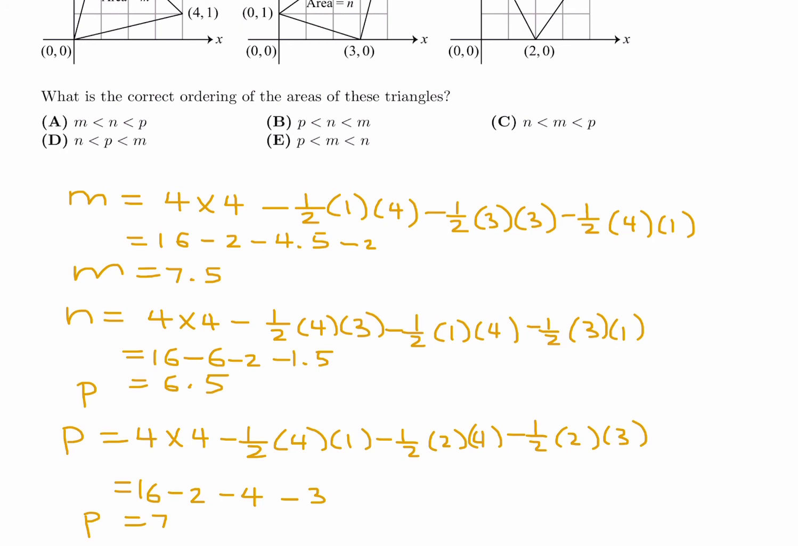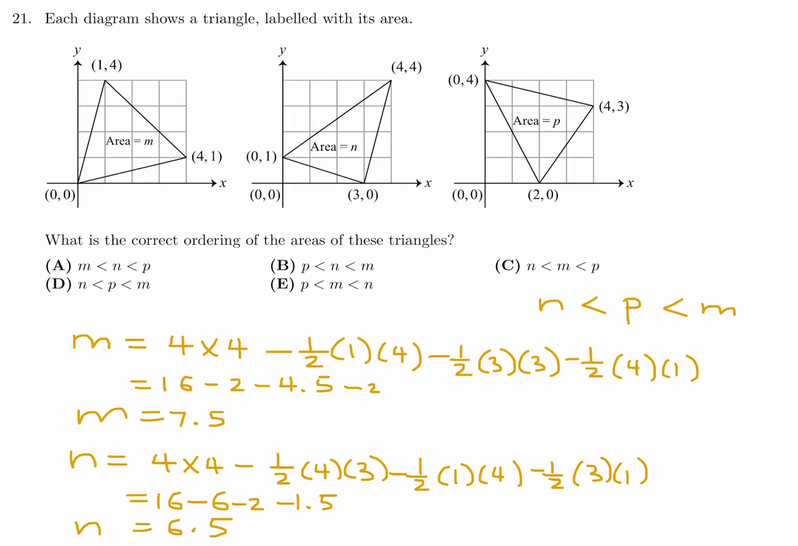So the correct order from smallest to largest, the smallest looks like it is N, because that's 6.5, and then next is P, and then next is M. From smallest to largest, N is less than P, which is less than M. And therefore the answer to this question, number 21, is D.